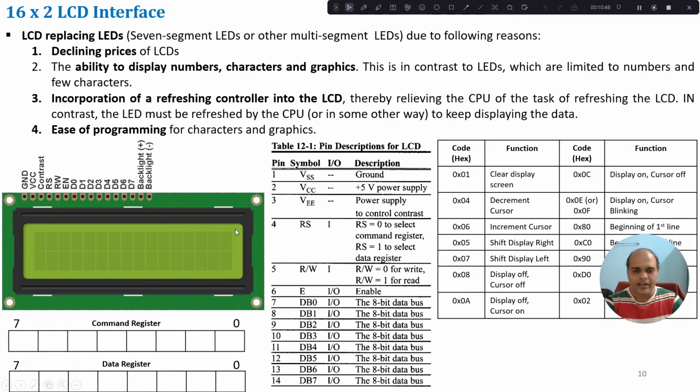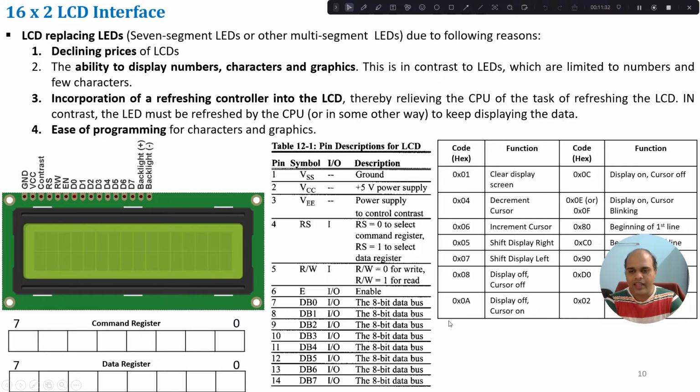As I said earlier, a 16x2 LCD means we can display 16 characters in each row, so I can have 32 characters. What will be the configuration of one character? One character is made up of 5 by 8 pixels: 5 pixels column-wise and 8 pixels row-wise. So each character has 40 pixels, 5 into 8. We need to make a particular pixel go on or off, and depending upon that, the particular character will be displayed on the LCD.